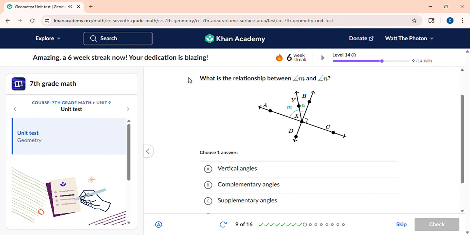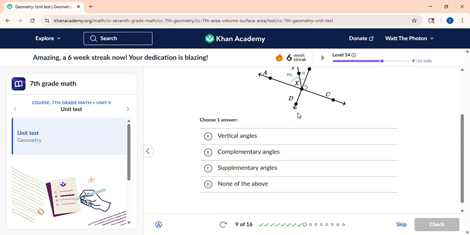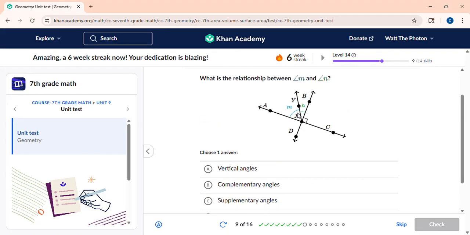There we go. What is the relationship between M and N? They are complementary. The sum is equal to 90. Yeah.